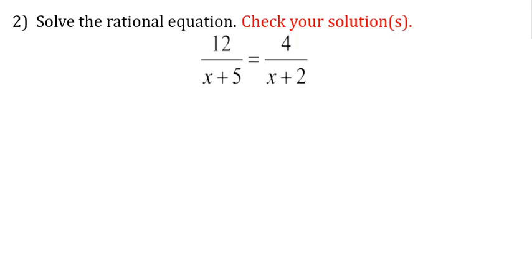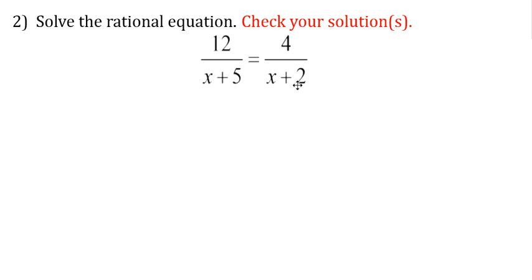Here's another problem. And again, we want to solve to find what value of x makes this true. So because we've got our fractions, look at your denominators. Are they in simplest form? Can you factor them any more than they already are? x + 5 is as basic as can be, same as x + 2.